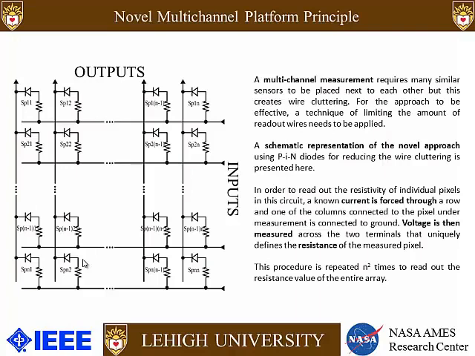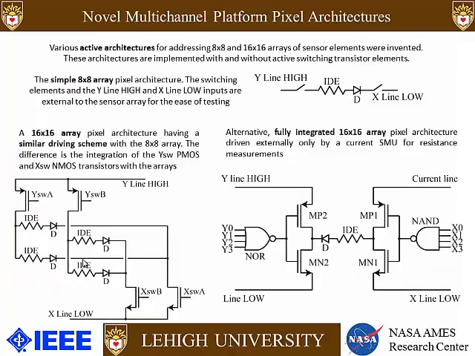And by measuring the voltage at that node, if this is grounded, for example, or this is grounded, we're trying to measure that pixel. That's how we obtain the resistance of the actual sensor. And that's how we can also obtain the change in resistance when it's exposed to various gases and vapors. So various active architectures for addressing the 8x8 arrays and the 16x16 arrays of sensors were invented in our lab. So this is based also on some of our previous work.